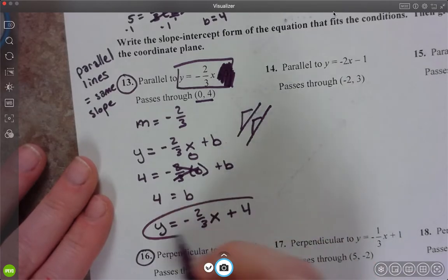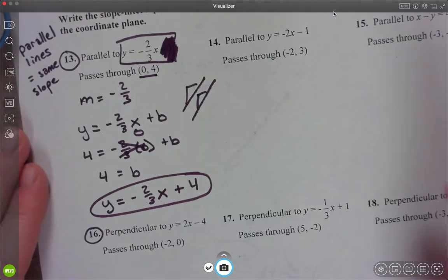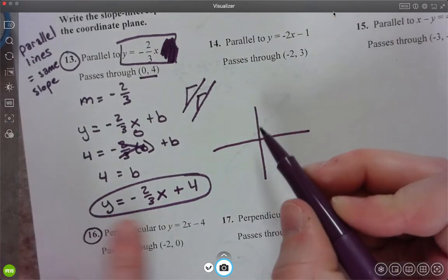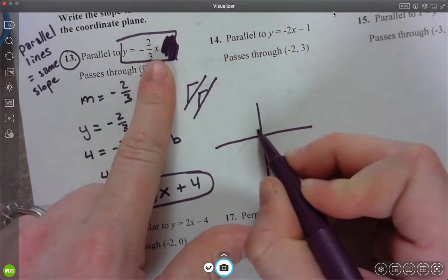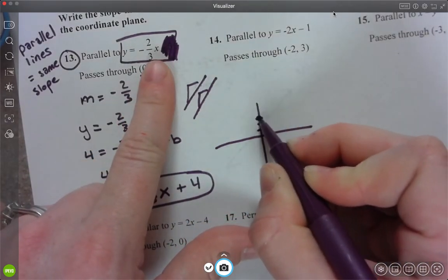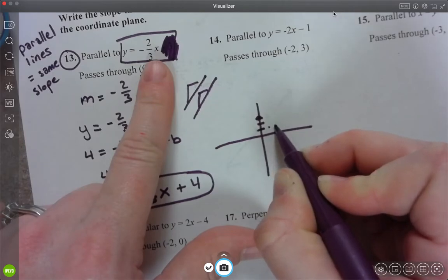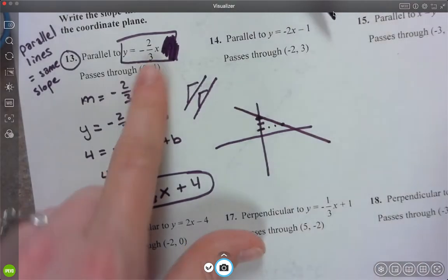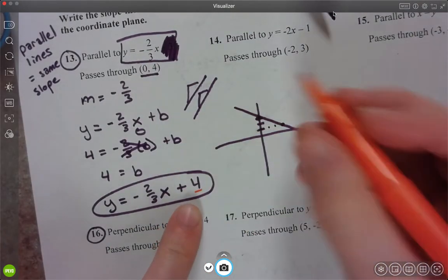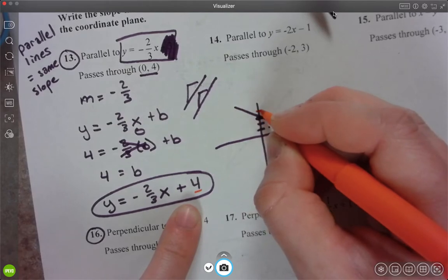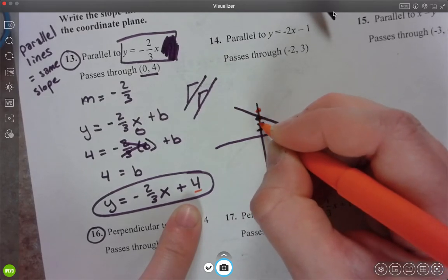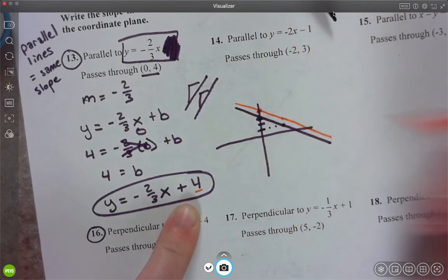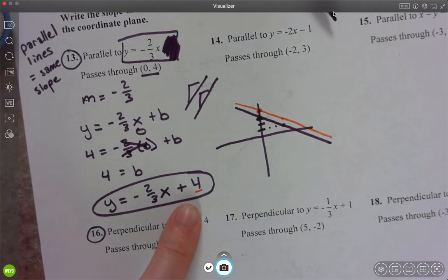Okay, so if we want to graph this, I'm going to run into the next problem over here, sorry. If I graph the first one, it was plus 3, right? And then I'm going to go down 2, over 3. 1, 2, 3. This is going to be the original equation. But then if I graph the second one, here I'm starting at a positive 4 instead of 3. So I'm starting here at positive 4, but I'm still going down 2, over 3. Right? And it looks like that line. And those 2 lines are parallel to each other.